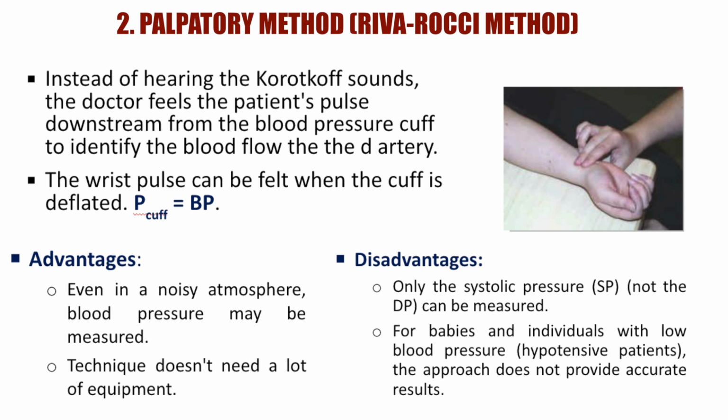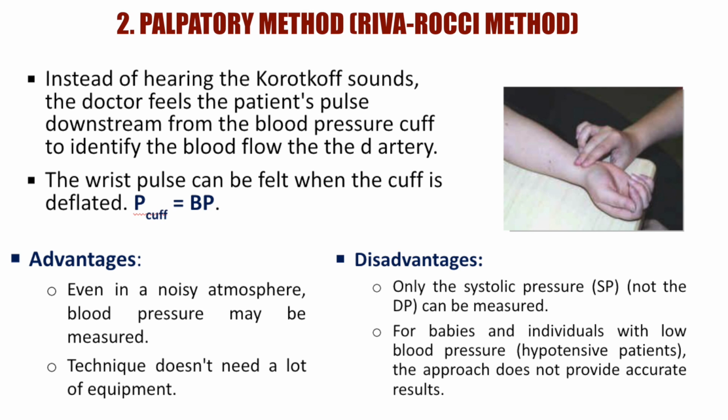Now coming to the second indirect method, that is the palpatory method. In this method, instead of hearing the stethoscope sounds, the doctor feels the patient's pulse downstream from the blood pressure cuff to identify the blood flow in the artery. The wrist pulse can be felt when the cuff is deflated, so the pressure in the cuff when the pulse starts is given as systolic pressure, that is the blood pressure of the blood.